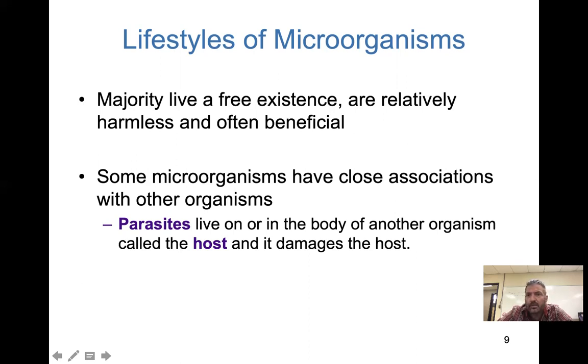So some microorganisms have close association with other organisms. We'll talk a little about parasites that live on or in the body of another organism. Some of these are transient, like a flea or possibly a tick. They're going to be parasitic for a little while, and then they're going to drop off. Or lice. We can talk about bubonic plague, Yersinia pestis, with these flea bites. They're just going to be transient.